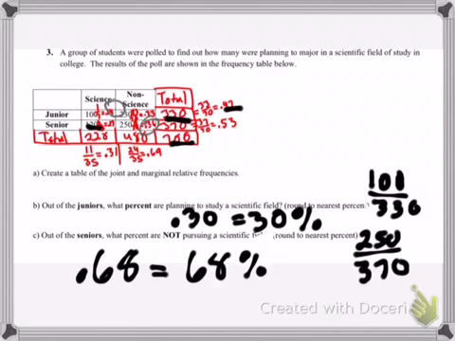Out of the juniors, what percentage study a scientific field? We do 100 out of 330 because it's out of the juniors. So you're only looking at the juniors. So out of 330, there were 100 out of 330, which is 30%. Out of seniors, we know it's going to be looking at 370. Then did not, so that's 250 out of 370, which is 68%.